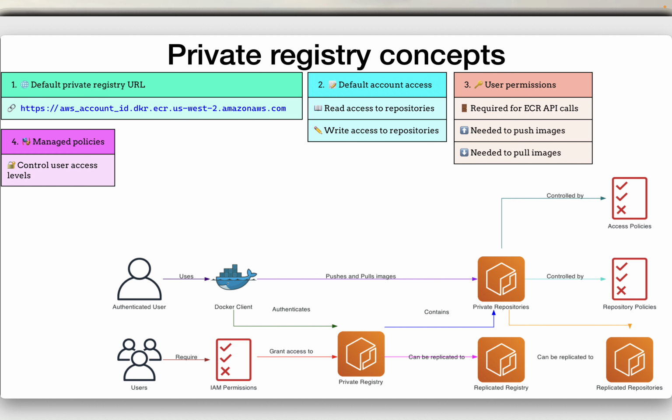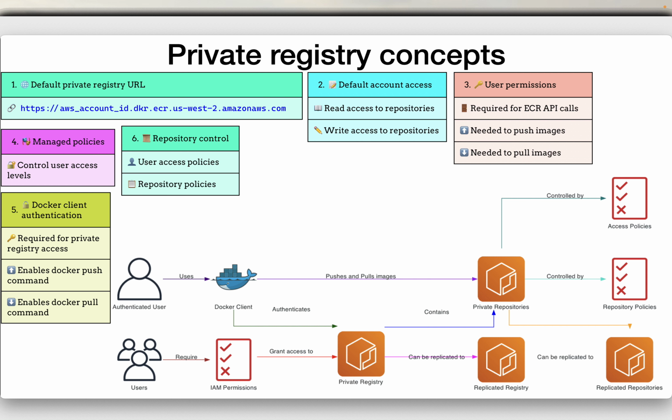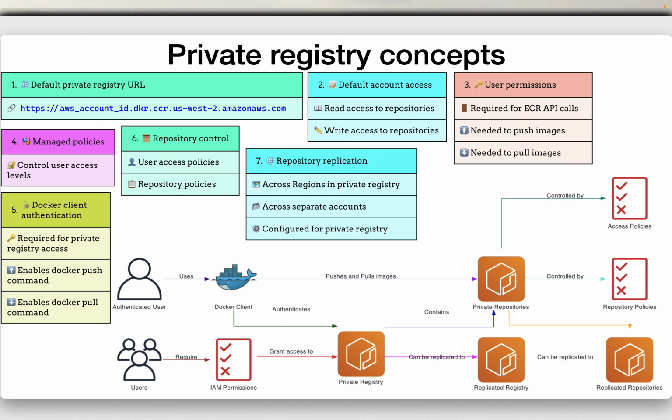Amazon ECR provides several managed policies to control user access at varying levels. You must authenticate your Docker client to your private registry so that you can use the docker push and docker pull commands to push and pull images to and from the repositories in that registry. Private repositories can be controlled with both user access policies and repository policies. The repositories in your private registry can be replicated across regions in your own private registry and across separate accounts by configuring replication for your private registry.